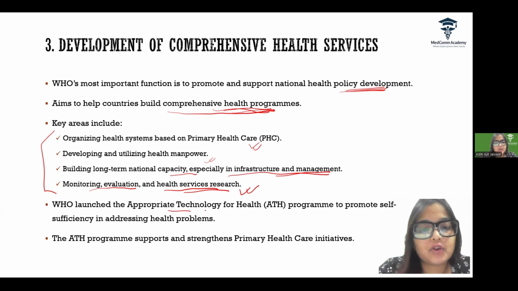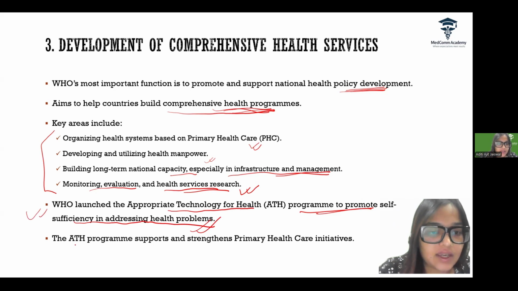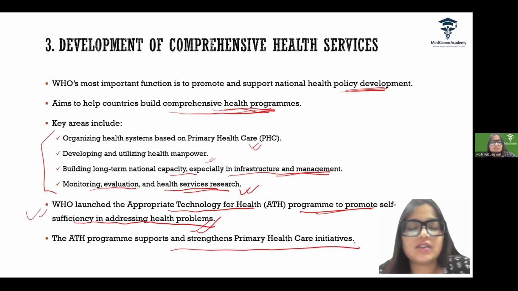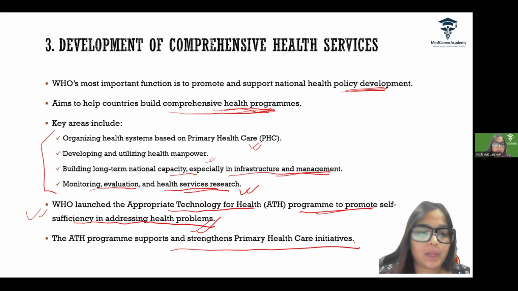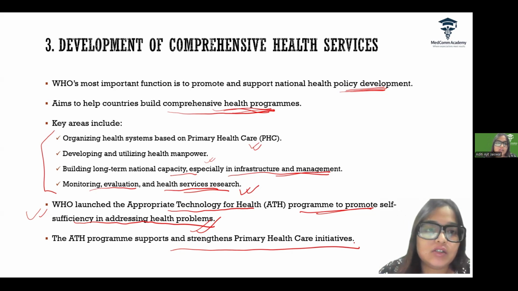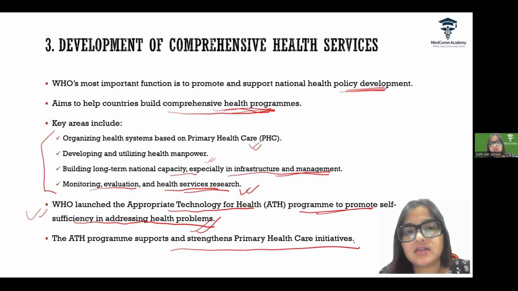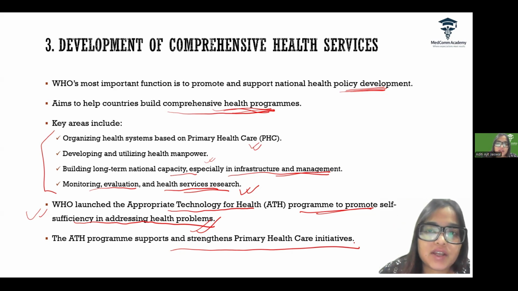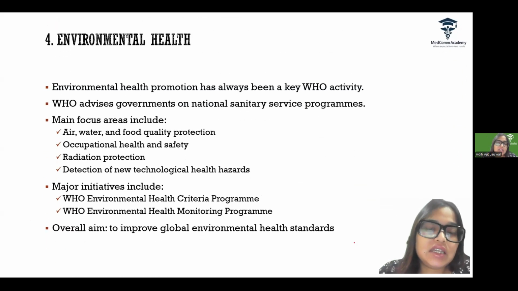WHO launched the appropriate technology for health program to promote self-sufficiency in addressing health problems. So this program was launched by WHO, and the ATH program, the appropriate technology for health, supports and strengthens the primary healthcare initiatives. So B is biomedical research, C is coordination with other agencies, D is development of comprehensive health services. Now coming to E, which is environmental health.